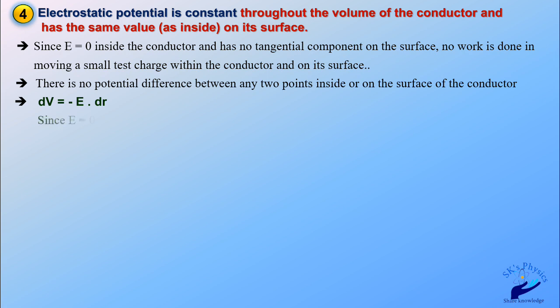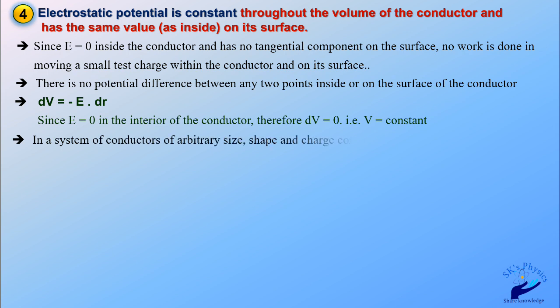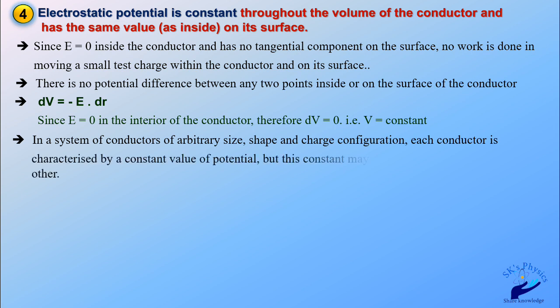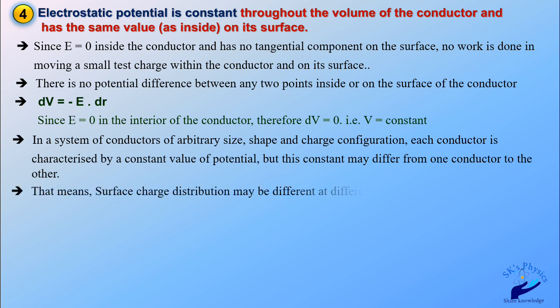Since E is equal to 0 in the interior of the conductor, therefore dV is equal to 0. That means V is equal to constant. In the system of conductors of arbitrary size, shape, and charge configuration, each conductor is characterized by a constant value of potential. But this constant may differ from one conductor to another conductor.